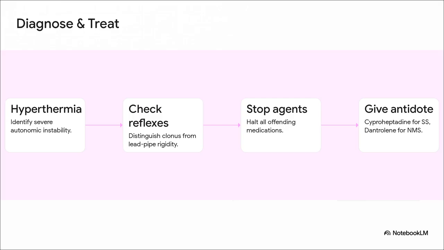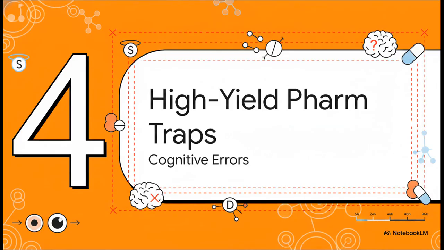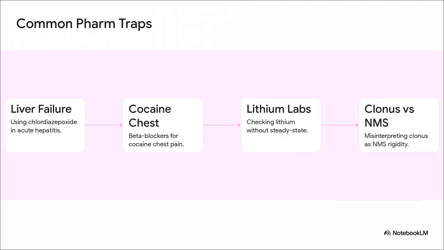So moving to step 3, you immediately halt all offending serotonergic agents. And for step 4, you push the precise antidote. Because you correctly identified serotonin syndrome, you give cyproheptadine, completely and correctly avoiding dantrolene. And finally, Module 4, High-Yield Pharmacological Traps. We are explicitly cataloging these major cognitive errors so you do not fall for them. First trap, choosing chlordiazepoxide for alcohol withdrawal in a patient with acute hepatitis. Don't do it. Always pivot to lorazepam, oxazepam, or temazepam when liver function is compromised.